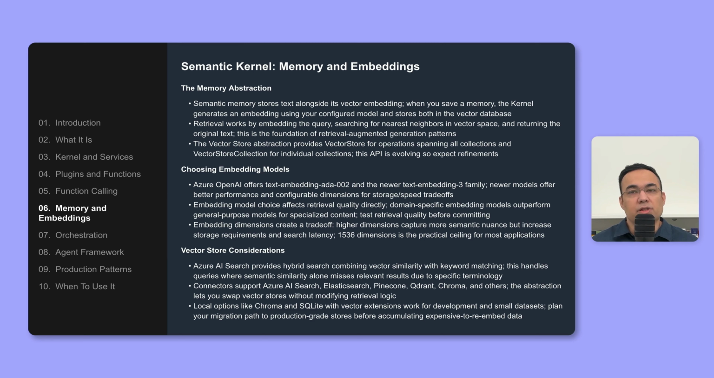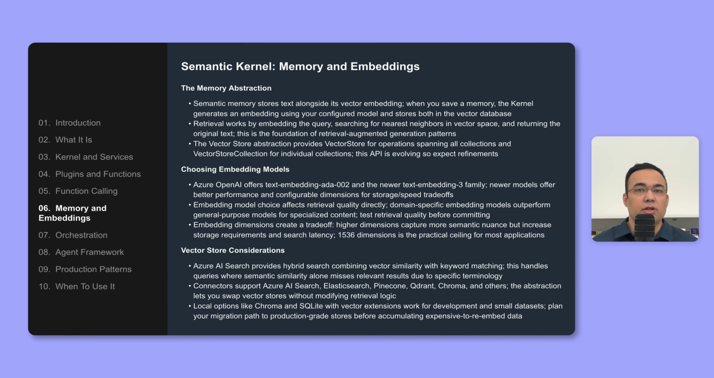For vector store considerations, Azure AI Search provides hybrid search that combines vector similarity with keyword matching. This is valuable because semantic similarity alone sometimes misses relevant results due to specific terminology or exact matching requirements. The connector supports Azure AI Search, Elasticsearch, Pinecone, Chroma, and others.